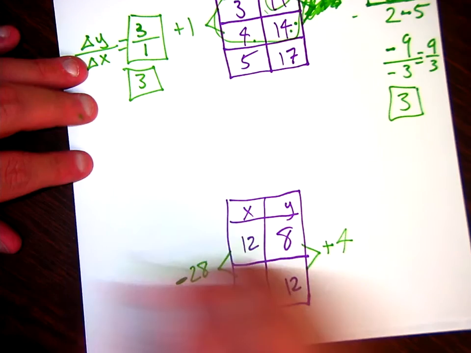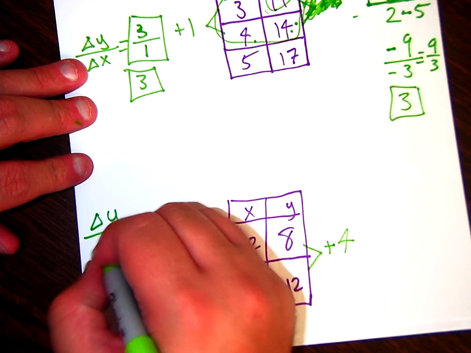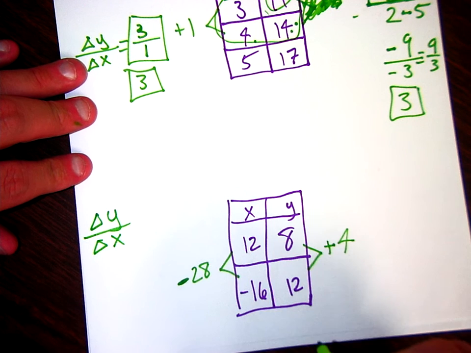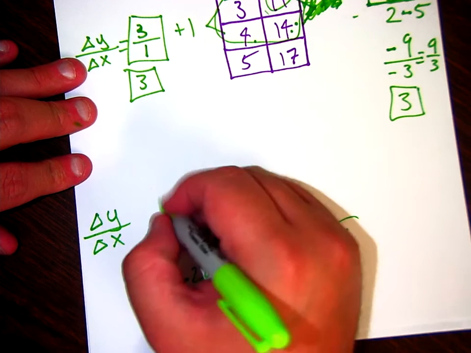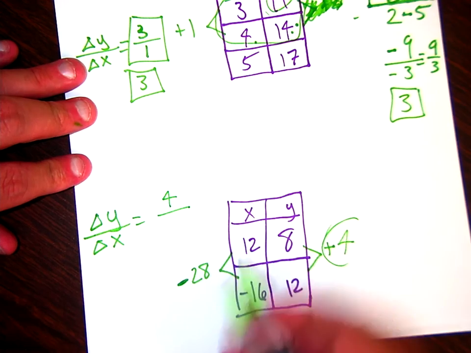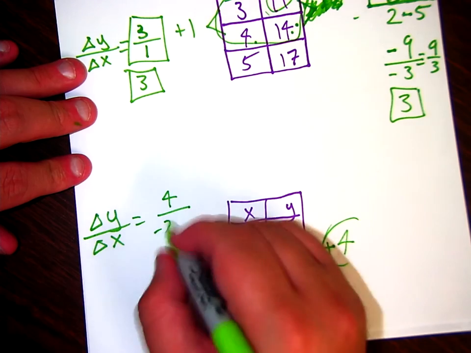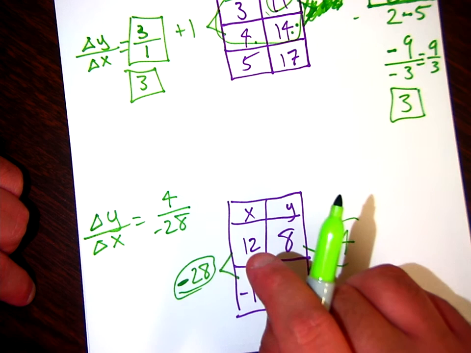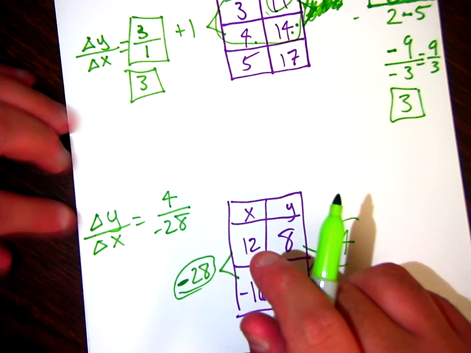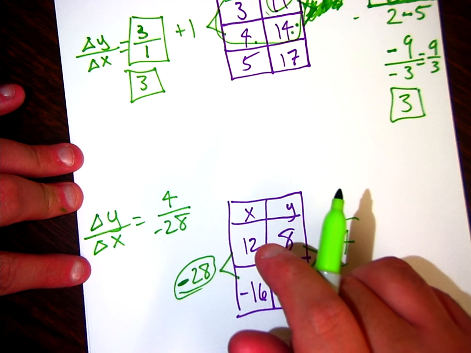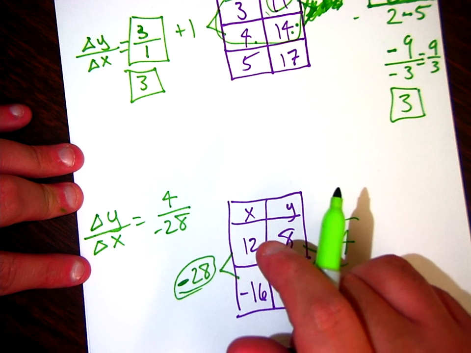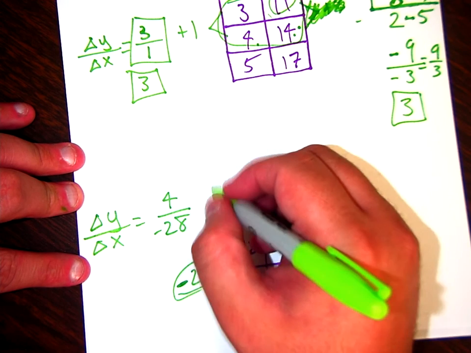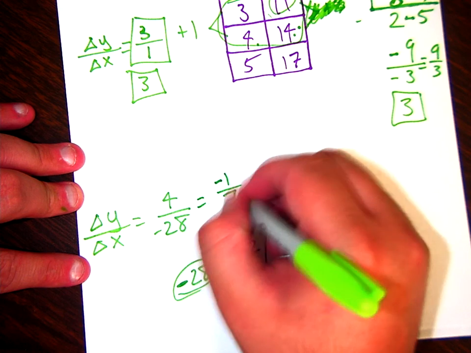But then we just go back to our formula. What's delta y over delta x, or change in y over change in x? Okay, and we're going to get our change in y is 4, so it's 4 over, make sure you take the sign with it, negative 28. And then if you go ahead and reduce the fraction, you're going to get, what's that, 14? Yeah, 2 over 14, or 1/7. Negative 1/7. Check me on that. I'm not quite sure.